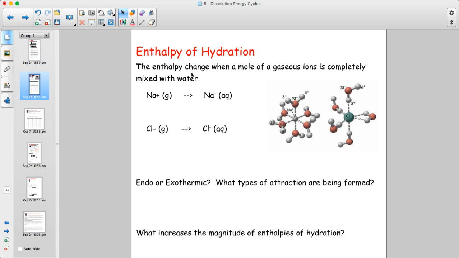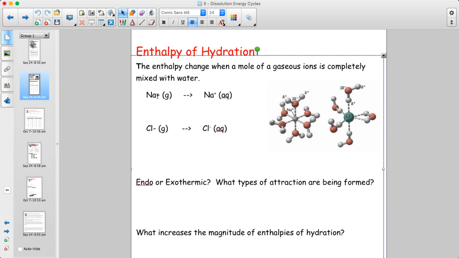Okay, the next enthalpy that we're going to worry about for this new energy cycle is called an enthalpy of hydration. This is the enthalpy change when 1 mole of gaseous ions are completely mixed with water. So if you represent it as a chemical equation, it would be these gaseous ions turning into aqueous ions.